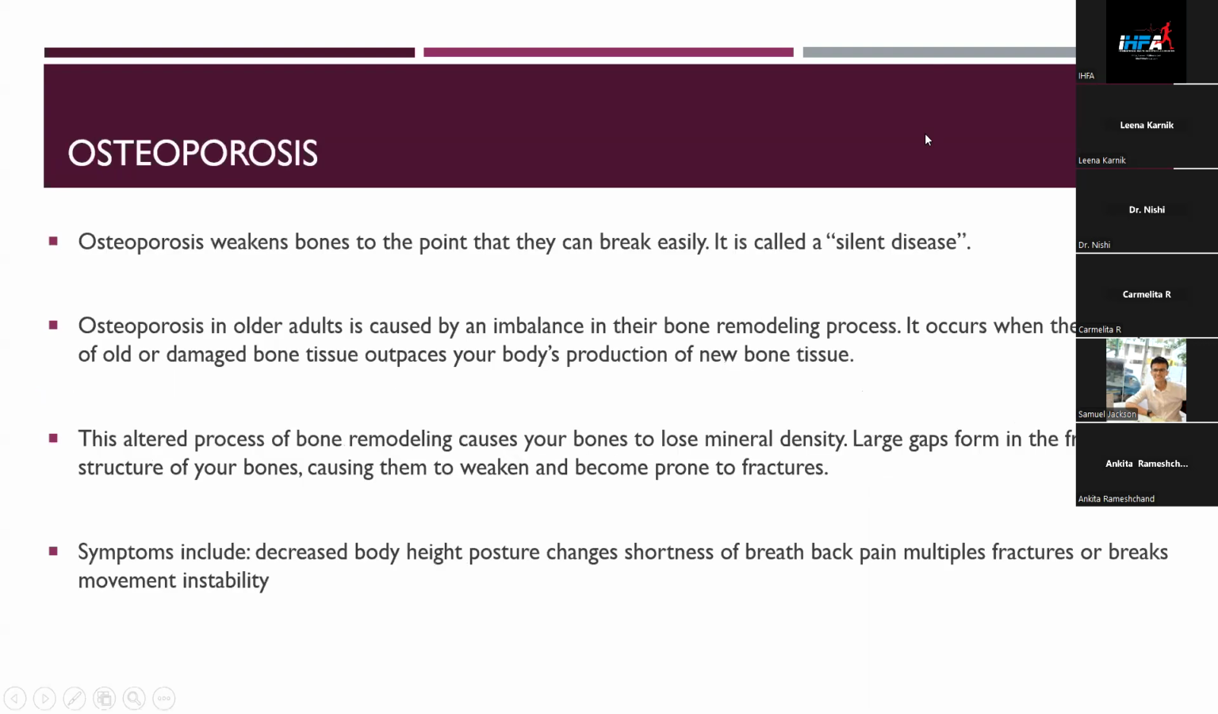Yes. Okay. Now we'll go to osteoporosis. So we have spoken about muscles. Now we'll speak about bones. Osteoporosis weakens the bones to a point that they can break easily. It is called a silent disease. So nobody will ever come to know that their bones are spongy or porous or weak. They will never come to know. But it always comes with signs. And that's why it is called a silent disease.